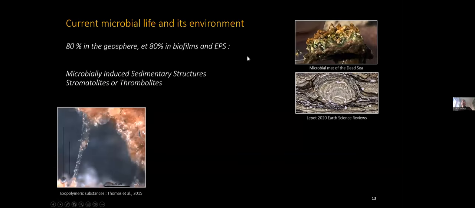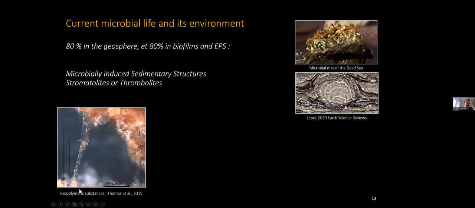First, I would start with talking to you about how microbial life actually develops on Earth. You have to know that 80% of the microbial biomass is actually in the geosphere. So it's quite important, and it makes sense to actually study it. And 80% of this life goes into ecosystems that are biofilms and EPS.